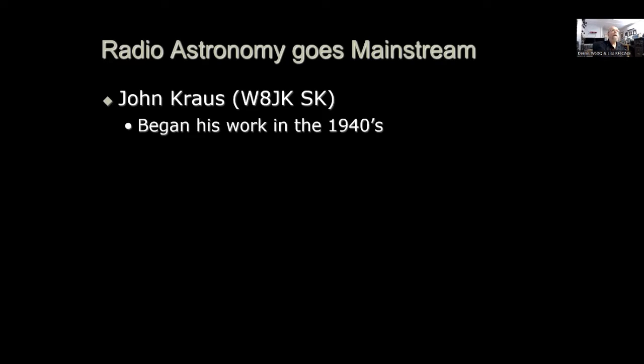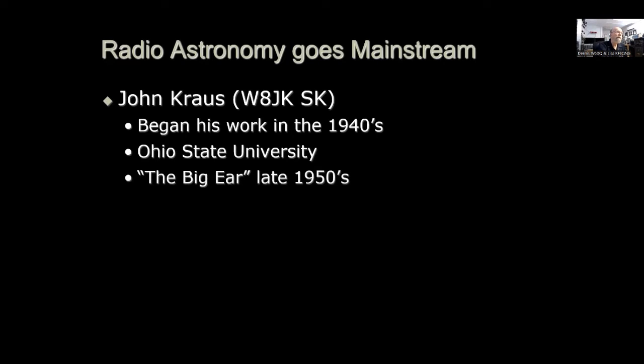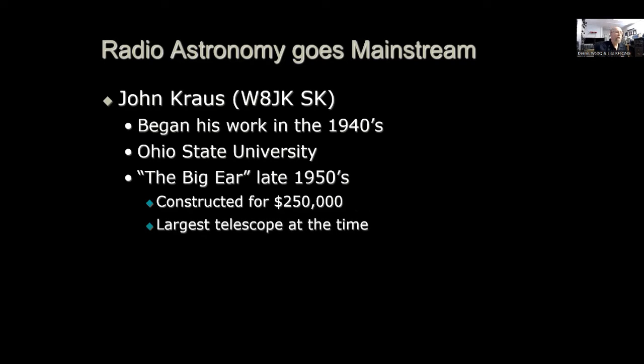But he began this work in the 40s at Ohio State. He built something in the 50s called the Big Ear. You may have heard of this, the Big Ear. It was constructed at a cost of $250,000. I need to figure out what that is in today's dollars. It's probably in the tens of millions, I'm sure. But at the time, it was the largest radio telescope. It was the size of a football field. It was big. But it's not what you think.